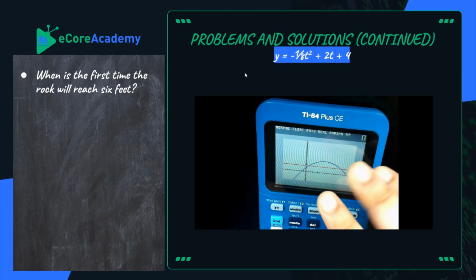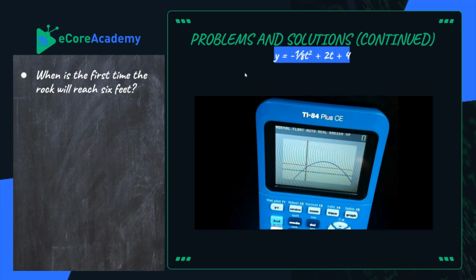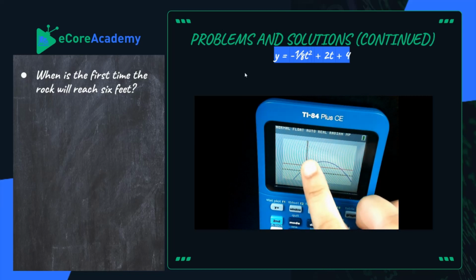And what we're being asked is, when will the rock reach 6 feet for the first time? So this is the second time it will reach 6 feet. This is the first time. This is what we are trying to find. In order to find this point, we're going to find the intersection between the parabola and this horizontal line.